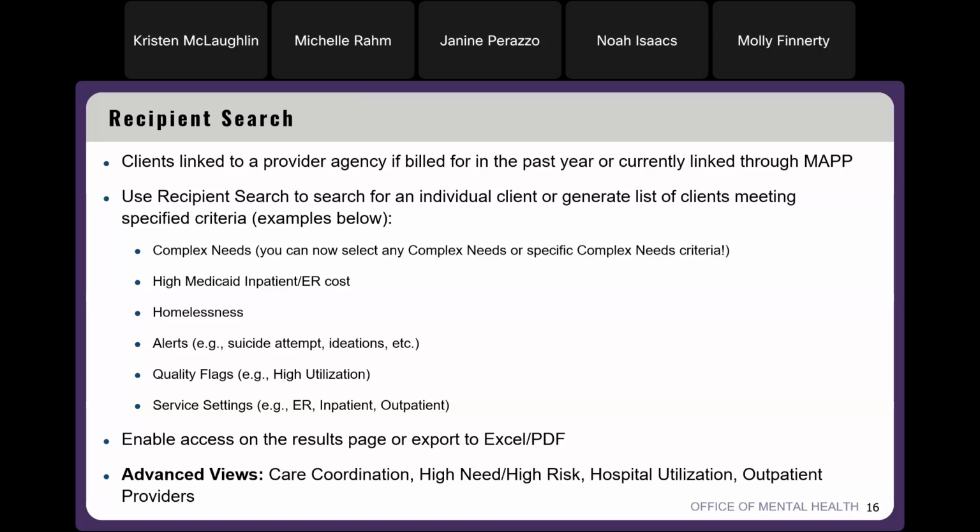Instead of having to drill into individual clinical summaries to get an idea of who would be considered high need, high risk, or what some of the care coordination information or hospital utilization would be, you can put on these advanced views.